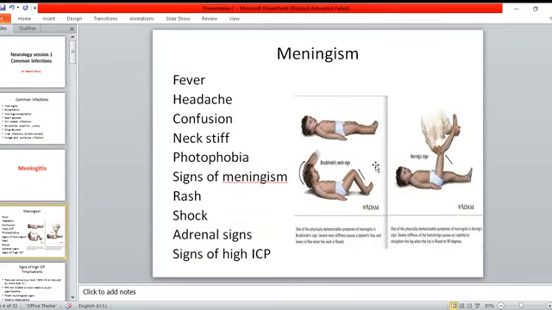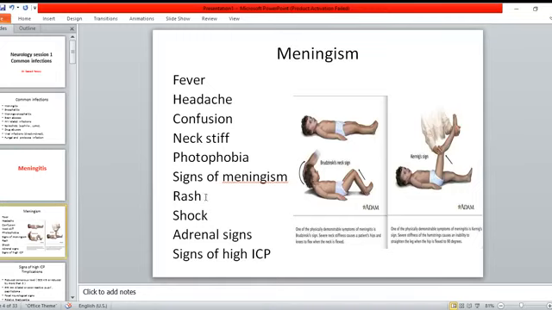Of course we know the common signs of meningism, Kernig sign and Brudzinski sign, and you may also be provided with these signs in the scenario. Usually you will have a fever, headache, confusion, neck stiffness, photophobia. These are the classical signs of meningitis, or classical presentations. And you also have signs of meningism you have to elicit, like Kernig sign or Brudzinski sign.